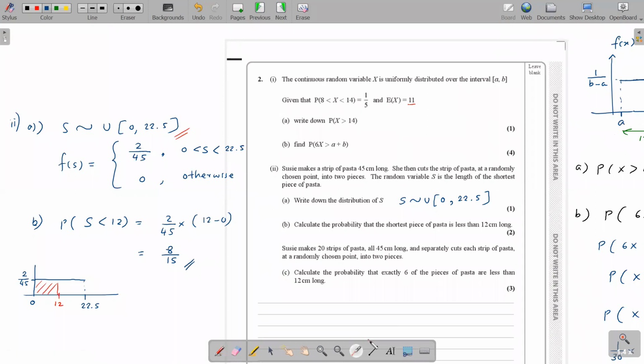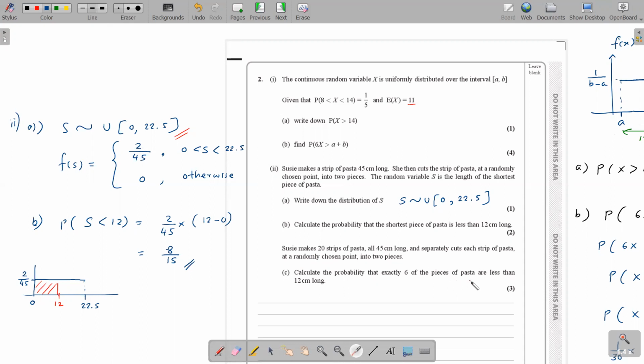Part C. So C makes 20 strips of pasta, all 45 centimeters long, and separately cuts each strip of pasta at a randomly chosen point into 2 pieces. So they say here very clearly she makes how many strips? Clearly they say there are 20 strips. Each of these strips are 45 centimeters long, and every strip she can randomly cut at a chosen point into 2 pieces. Calculate the probability that exactly 6 of the pieces of pasta.